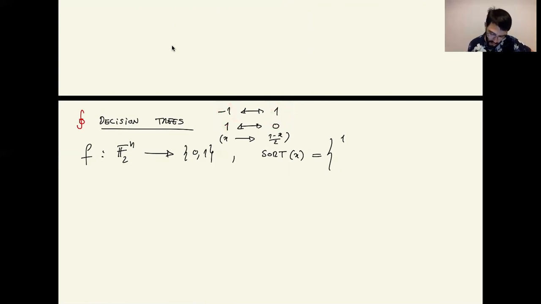So that's usually why this is done. Okay, so what's the sort function? The sort function will be 1 if the variables are in order or in reverse order, and 0 otherwise.